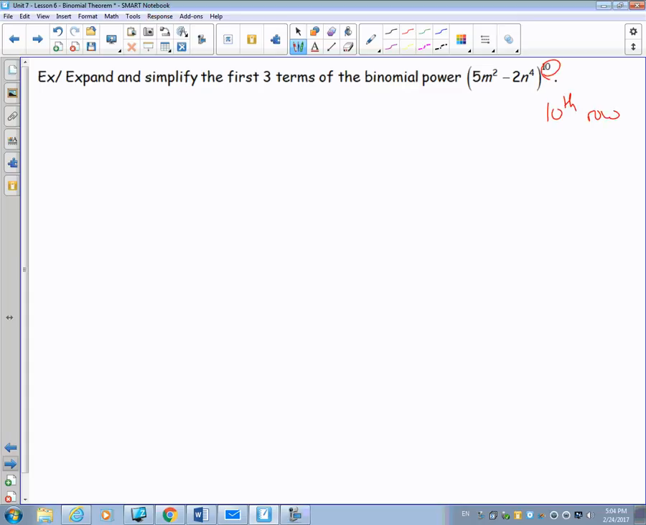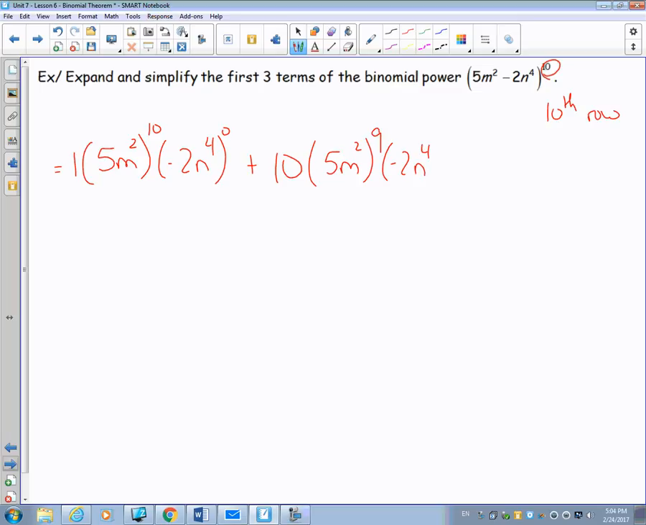So hopefully you have your Pascal's triangle handy. We know the first term is always 1, which is kind of nice. My first piece is 5m squared to the 10, and negative 2 and 4 to the 0. My second number in Pascal's triangle is always the row number, so I know it's 10 without even looking at the Pascal's triangle. 5m squared go down 1, negative 2 and 4 go up 1.